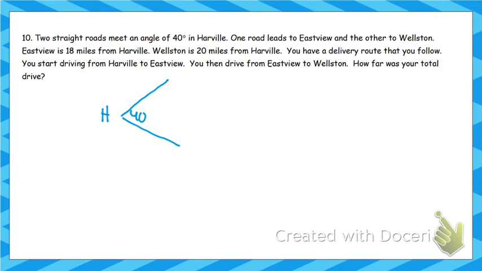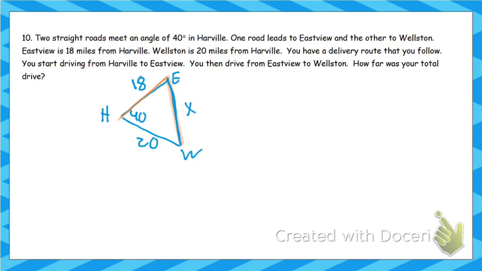One road leads to Eastview, the other to Wellston. Eastview is 18 miles from Harville. Wellston is 20 miles from Harville. You have a delivery route that you follow. You start driving from Harville to Eastview, and then you drive from Eastview to Wellston. How far was your total drive? So what we're really looking for here, it looks like, is how much is that distance right there?